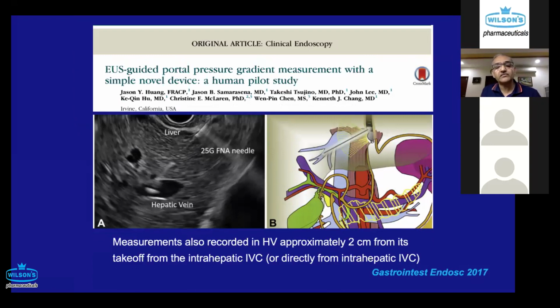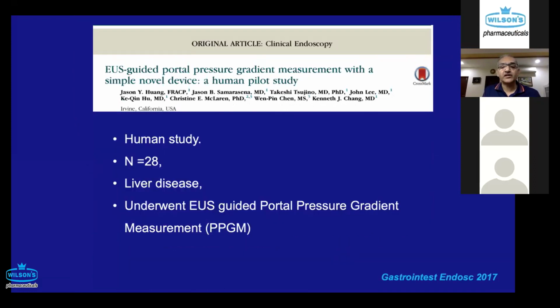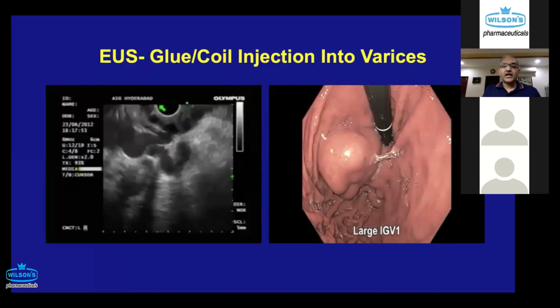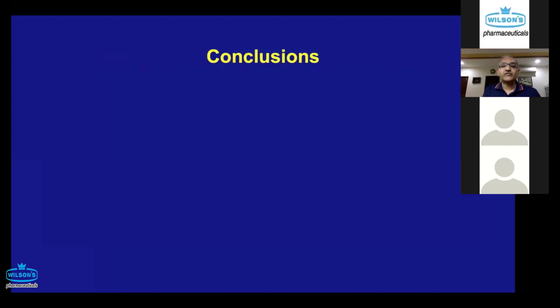We can also technically do a TIPS, which has been shown in animal experiments, but humans still vary because of the risk of infections or transvascular interventions. Glue and coil can also be done. I'll skip it here for want of time and for discussions.